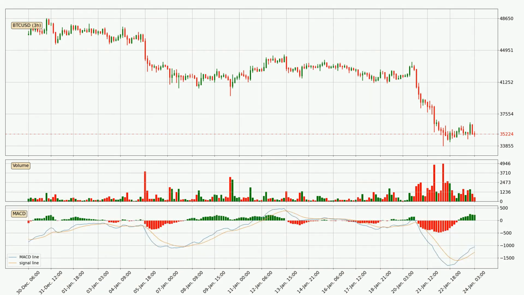Jumping to the 3-hourly MACD, the MACD line is above the signal line, which shows that the current trend is on the upside. However, the MACD histogram shows that the momentum is currently shifting to the downside, and it could be expected that the price will consolidate, and it is better to wait and see if the MACD line will cross the signal line, which will be bearish.